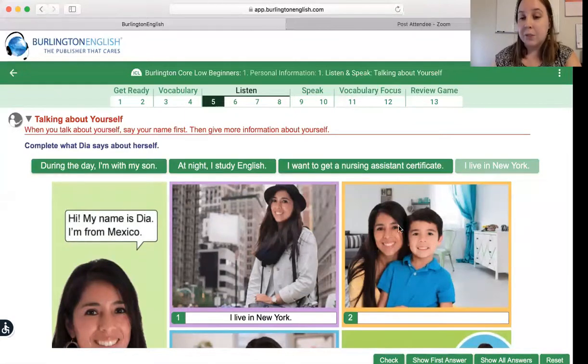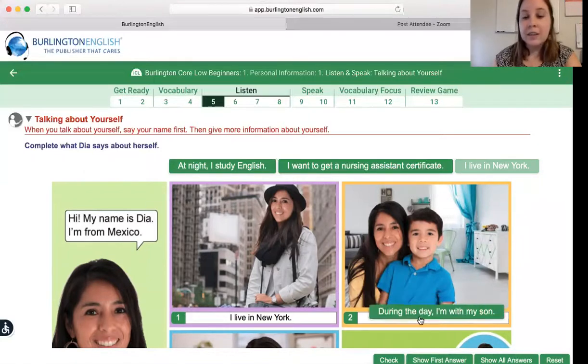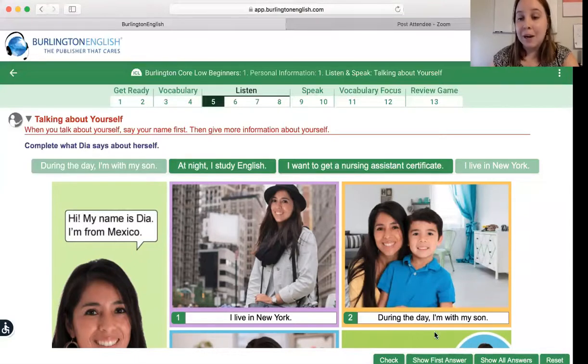What about this next picture? Which sentence describes this picture? Good. During the day, I'm with my son. So this is her son. She is his mother. Good.